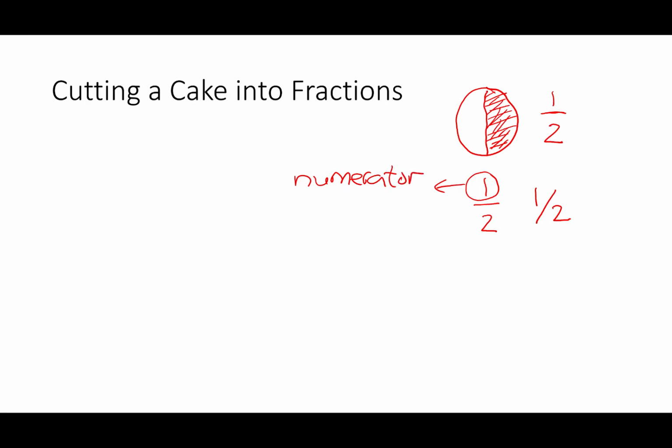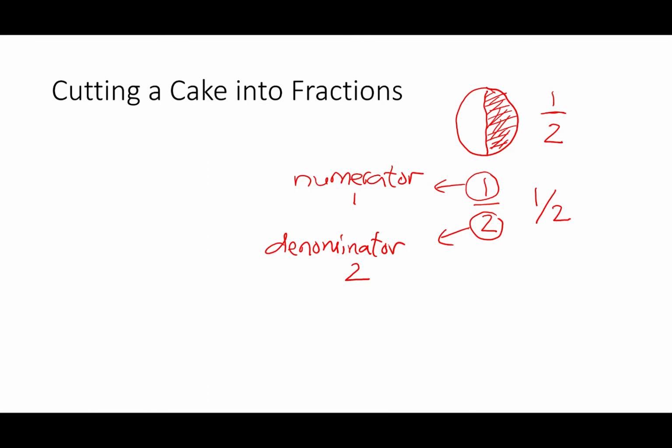The numerator tells us how many pieces that we have. So in this case, we have one piece, so 1. And the number below the line is called a denominator. Denominator tells us how many equal pieces that the cake has been cut into. So in this case, we have cut the cake into two equal pieces, and we have 2.